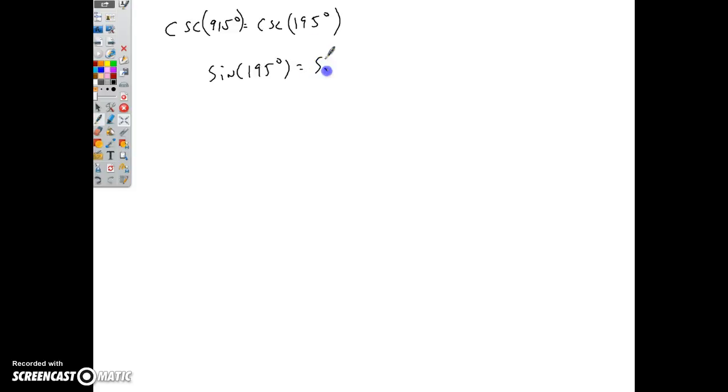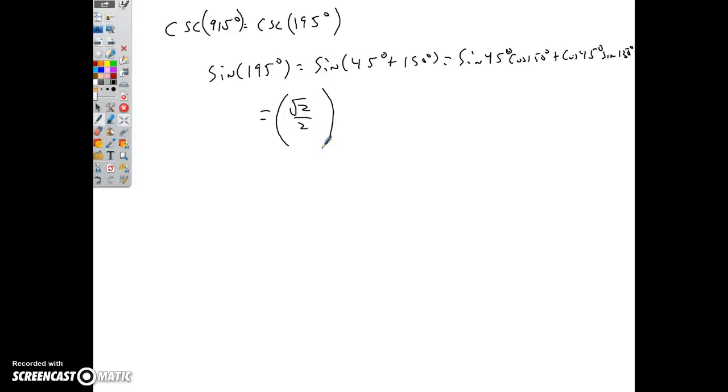Sine of 195 is sine of 45 plus whatever is left over, 150, which would be sine of 45 cosine of 150 plus cosine of 45 sine of 150. Sorry, I smashed it at the end. So then that would be equal to root 2 over 2. Cosine of 150, second quadrant positive. Root 3 over 2, though.